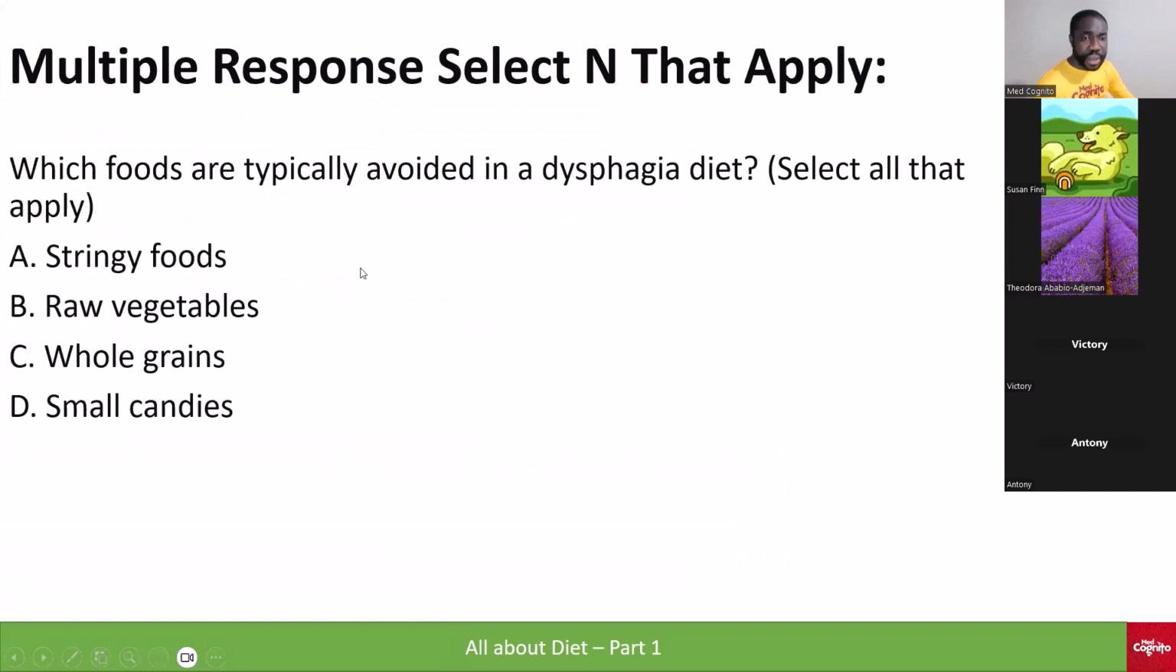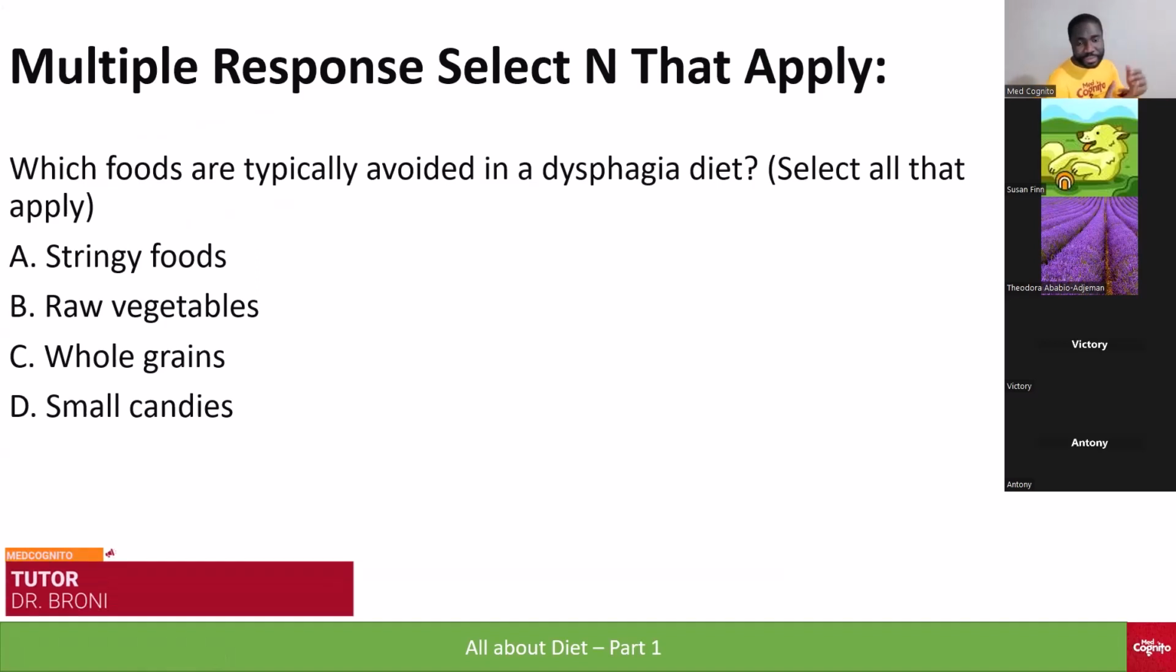Okay. Now, another question. Which foods are typically avoided in a dysphagia diet? A, stringy foods. B, raw vegetables. C, whole grains. D, small candies. Select all that apply. So this is another question format. They can give you this, and it could be that all are correct, it could be that two are correct, it could be that one is correct, or three are correct.